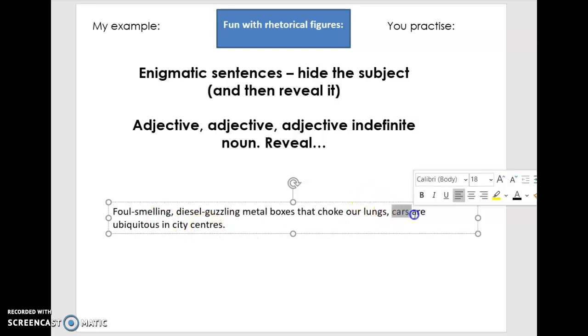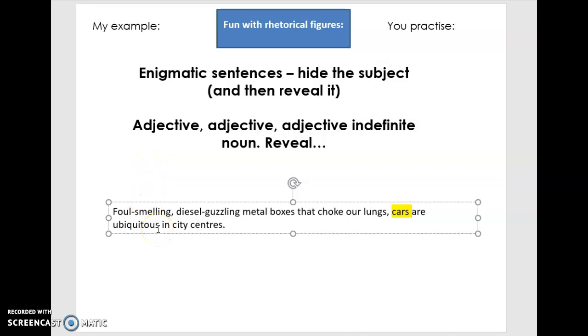So normally we would put that word, the noun that identifies what I'm talking about, quite early in the sentence so that the reader knows what I'm talking about. But sometimes we can deliberately withhold the noun that names what we're talking about until the end or later in order to create this enigma, this mystery that draws people in.